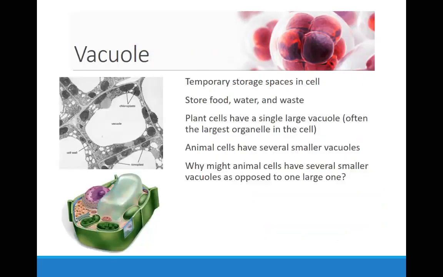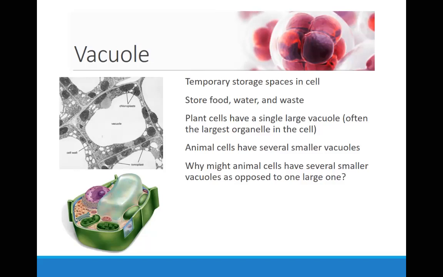Okay, so then we move on to the vacuole. Now this one is quite different between the plants and the animals. Not its function, they're both using the vacuole for storage, but how it does that is quite different. Okay? We store things like food, water, waste, some temporary, some more long-term, but plants have a single large central vacuole, typically the largest organelle in the cell, versus animals tend to have several smaller vacuoles. So take a minute, I want you to think about why might animal cells have several smaller vacuoles as opposed to one large one that you see in plants. Pause here and think about it, see if you can come up with an answer.